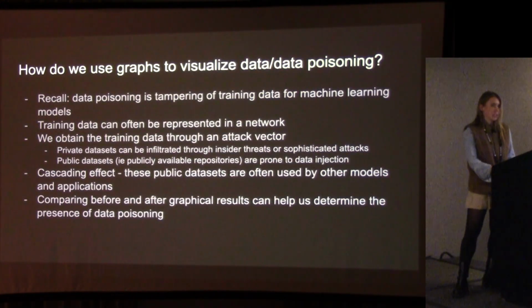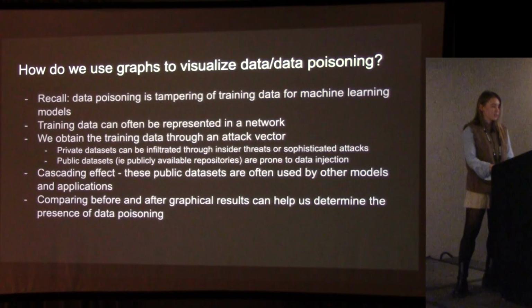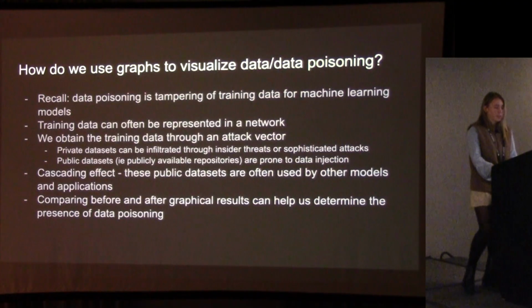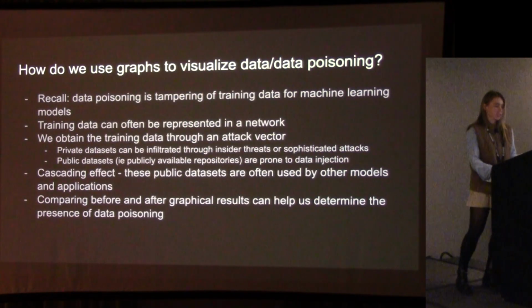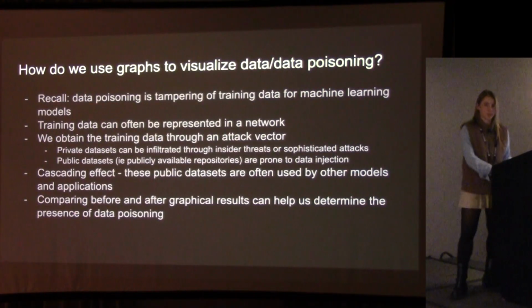Training data can be obtained typically through some kind of attack vector. For example, private data sets can be infiltrated through insider threats or sophisticated attacks, and public data sets or repositories are prone to data injection attacks. With public data sets, poisoned data can proliferate into other models and applications that rely on them. Ultimately, the goal with graphical visualization is comparing the before and after results of poisoned and clean networks to help determine the presence of data poisoning.